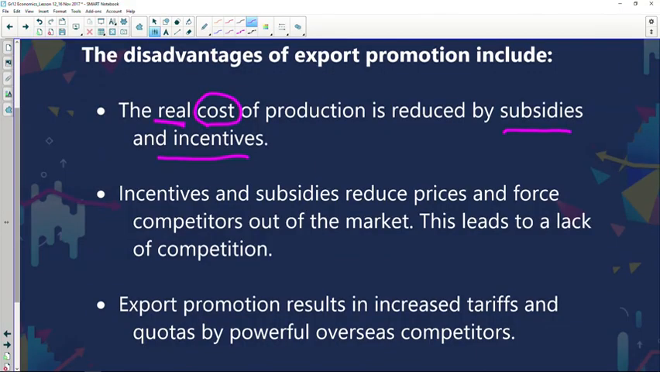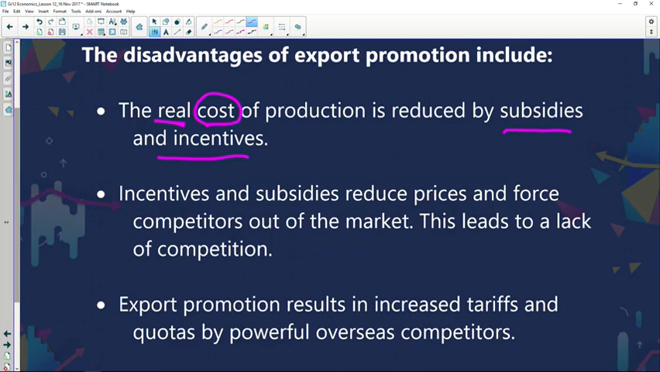So in order to encourage the local suppliers, they've looked at ways to reduce the real cost by putting certain subsidies and incentives in place in order to encourage suppliers to produce more goods that could be exported to other countries. So that's the first disadvantage, to say that the real cost of production has been compromised or tampered with because of the subsidies and the incentives that are provided by government.